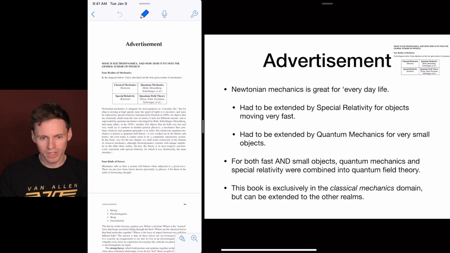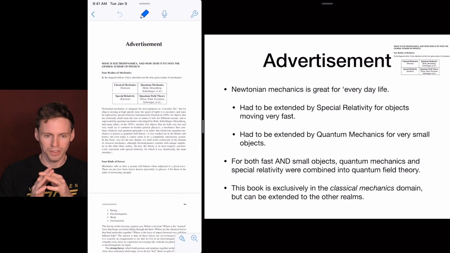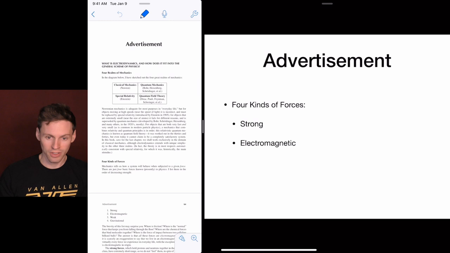This book exclusively studies the classical regime of electricity and magnetism. Electricity and magnetism can be extended pretty readily into special relativity and quantum field theory, but that is not the domain of this book. There are four fundamental forces: the strong force, the electromagnetic force, the weak force, and the gravitational force. That's only four.